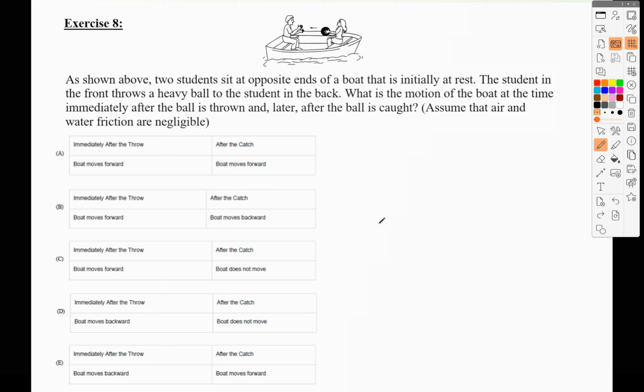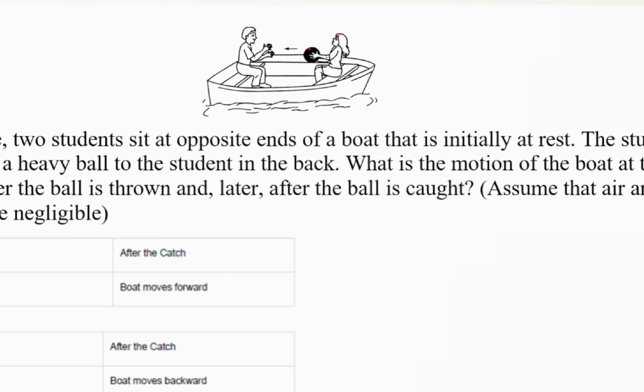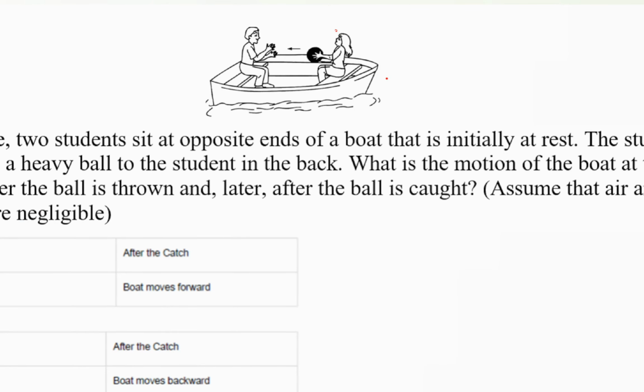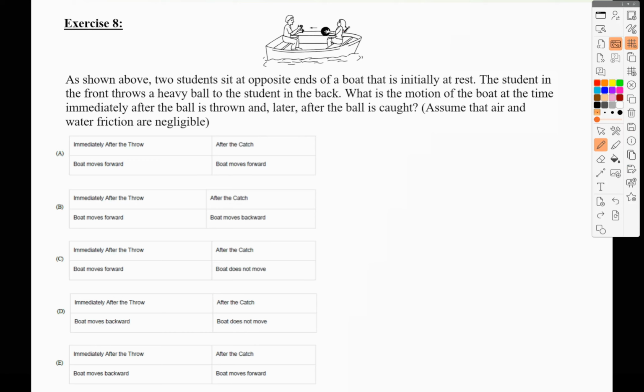Exercise 8, as shown above, 2 students sit at opposite ends of a boat that is initially at rest. The student in the front throws a heavy ball to the student in the back. What is the motion of the boat at the time immediately after the ball is thrown and later after the ball is caught? So here we're talking about 2 phases: the motion of the boat when the student throws the ball, and at a later time after the other student catches the ball.